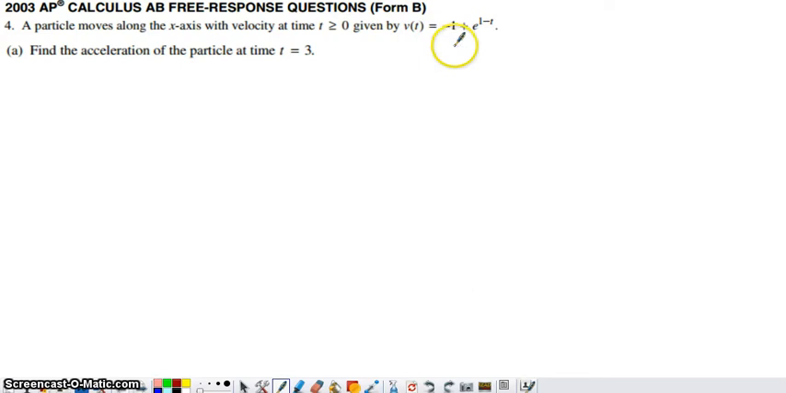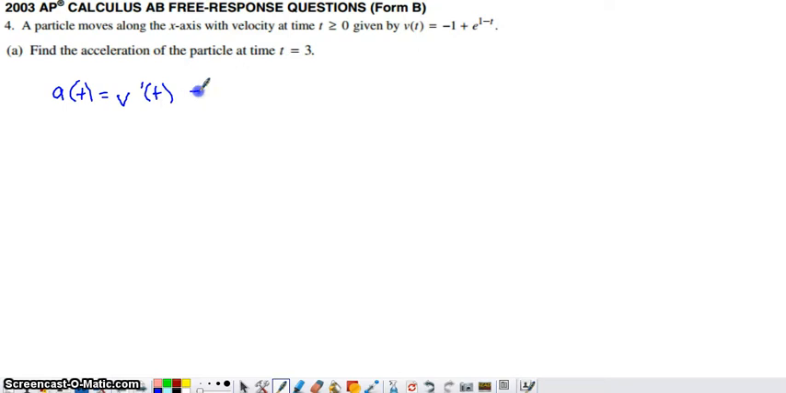So we have a velocity function to work with here. And what they ask us to do in part A is find the acceleration of the particle at time t equals 3. So what we need to realize is that acceleration would be the derivative of velocity. So if we wanted to find an acceleration function, we would just say that our acceleration function, a of t, is going to be equivalent to v prime of t.